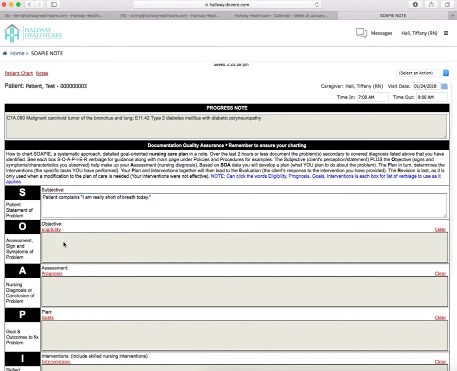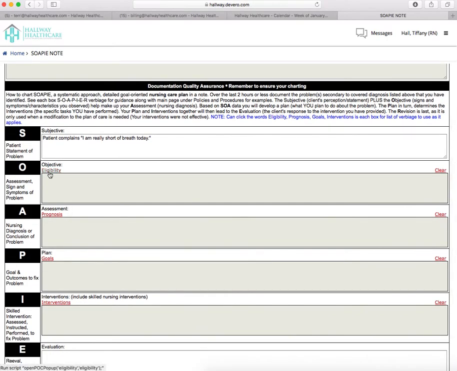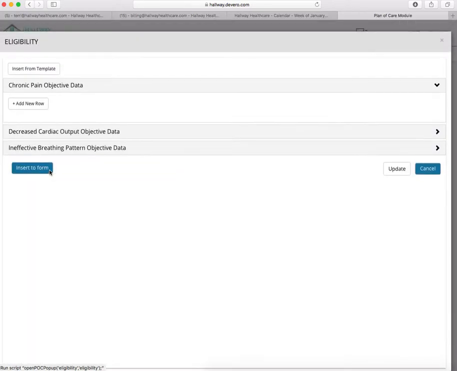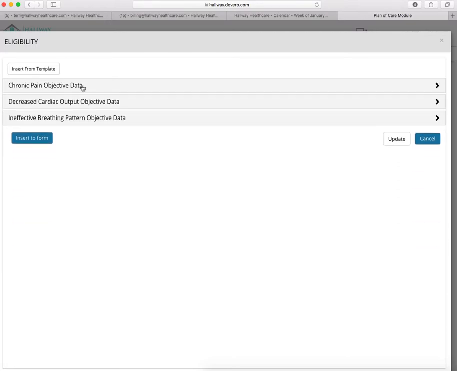Now, instead of actually clicking the box, because as you can see, when I click this box, I can't get into it, what I have to do is actually click eligibility to find out what care plans I can choose from to wrap up my care plan for this note. So I clicked eligibility. There have already been 3 care plans selected for this patient.